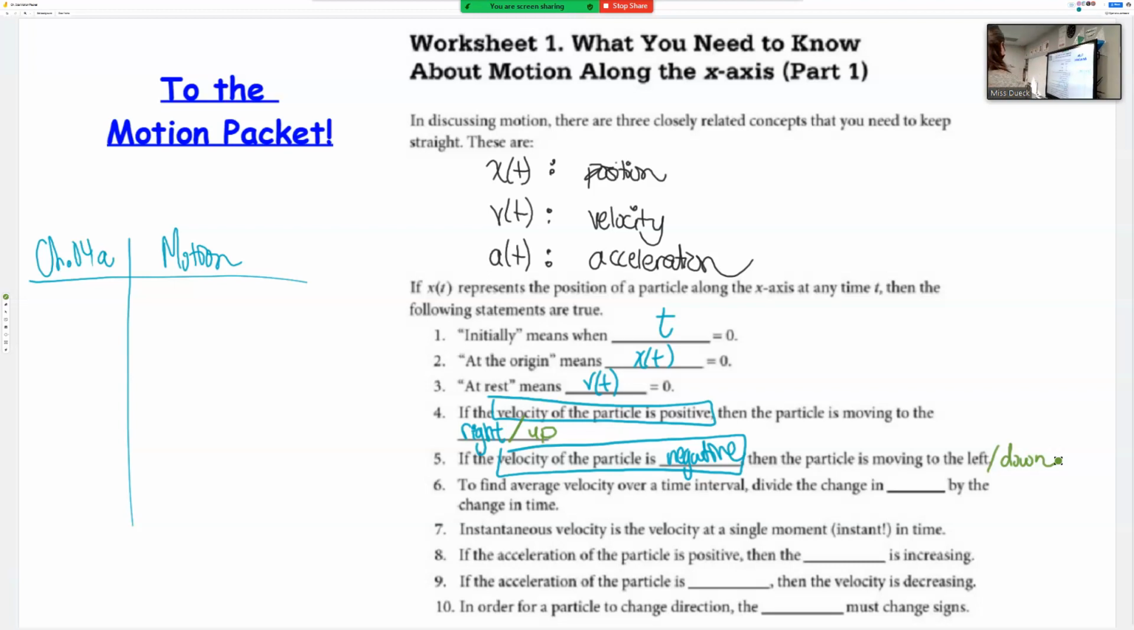To find the average velocity over a time interval, we just talked about average rate. Applying that to motion, if I want the average velocity, that'd be change in what over change in time?